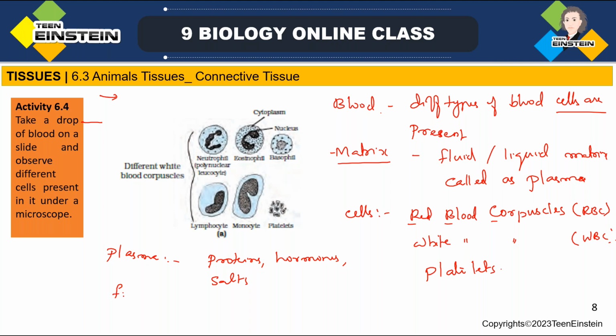Then what is the function of blood? We said the nature of the matrix is decided based on the function. So blood is involved in, or blood flow helps with, the transport of gases.